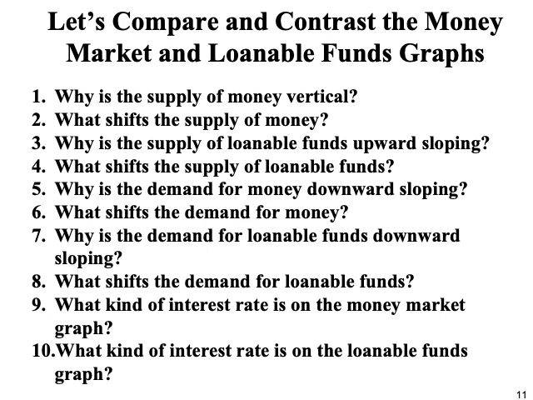Number 9, what kind of interest rate is on the money market graph? It's the nominal interest rate. And the reason is because it's a short-term policy-making graph that's not going to take into account inflation, because it's what the Federal Reserve is doing in the short term. So it's just the nominal immediate interest rate.